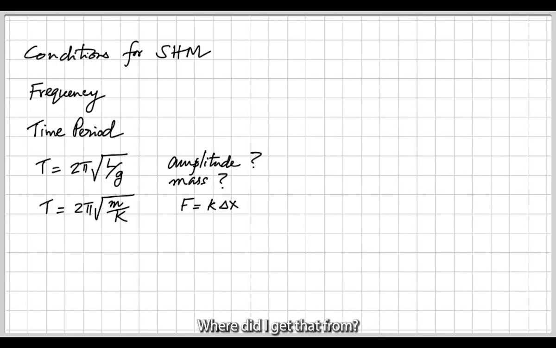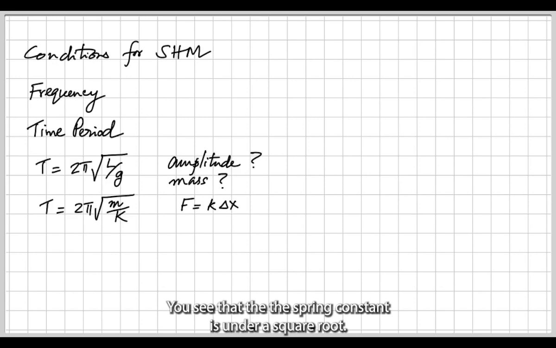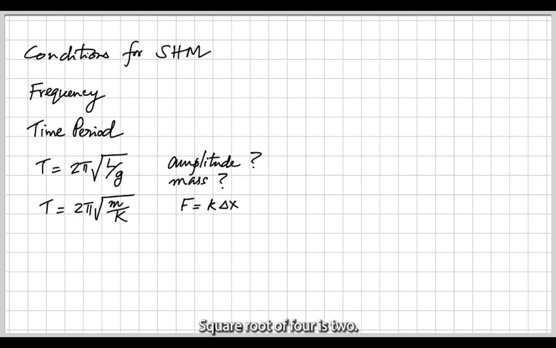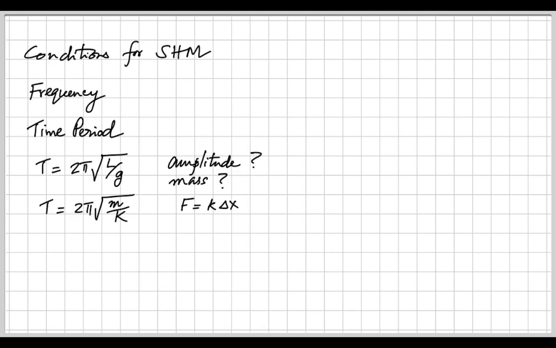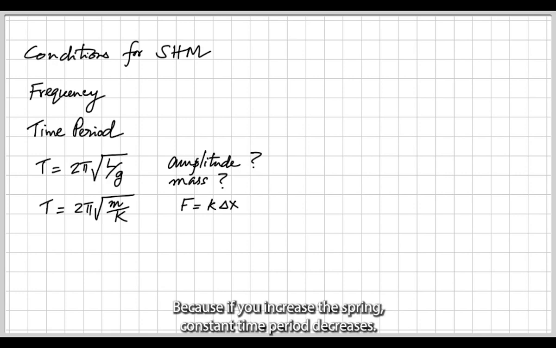Where did I get that from? You see that the spring constant is under a square root. Square root of 4 is 2. And since the 2 is in the denominator, the time period becomes half. Because if you increase the spring constant, time period decreases.